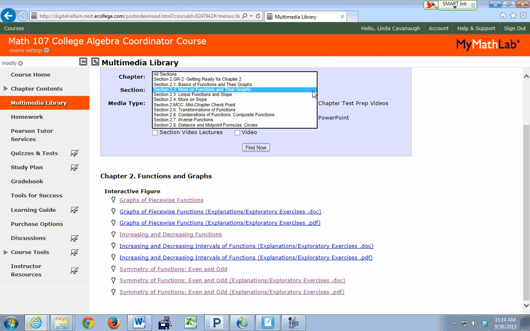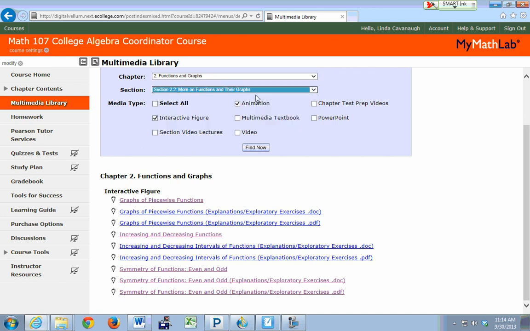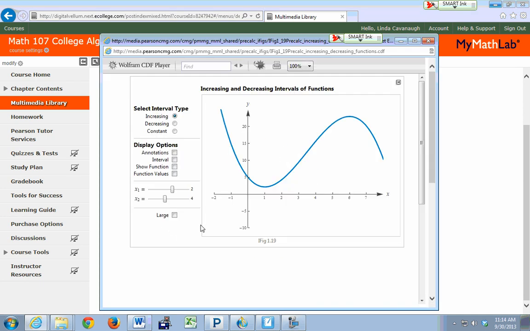And then over here, you have every single section in that chapter, including mid-chapter reviews. You can say select all, but they have animation, interactive figures, chapter test prep videos, all kinds of stuff. So notice we're on increasing and decreasing functions. I'm going to click on that, and this is the function we just looked at.